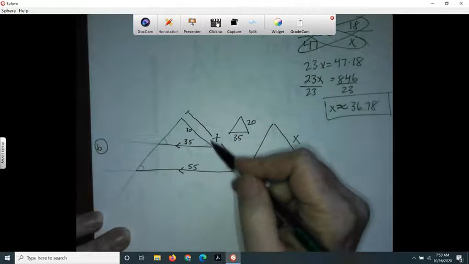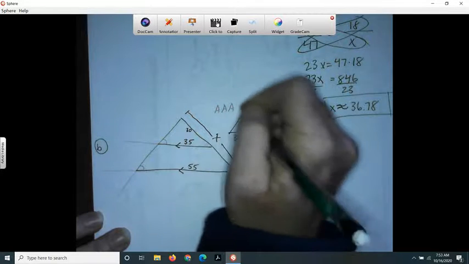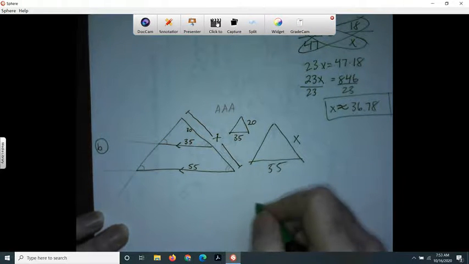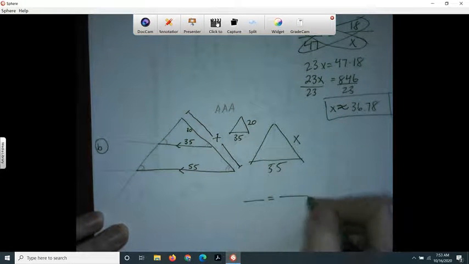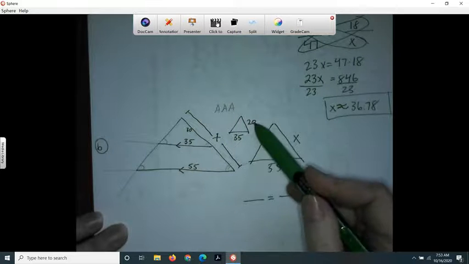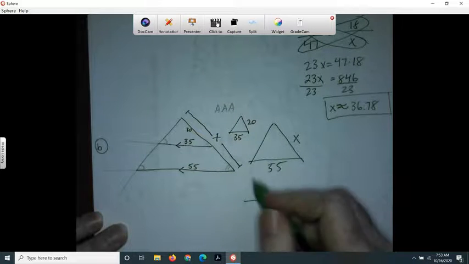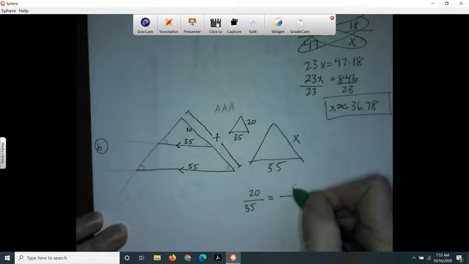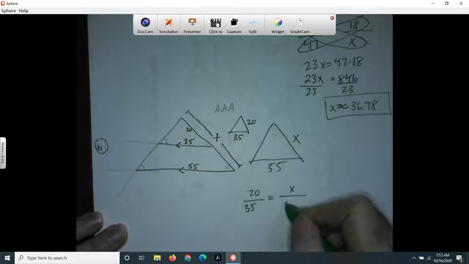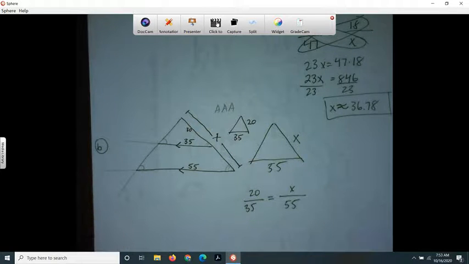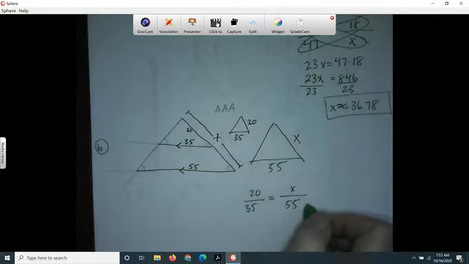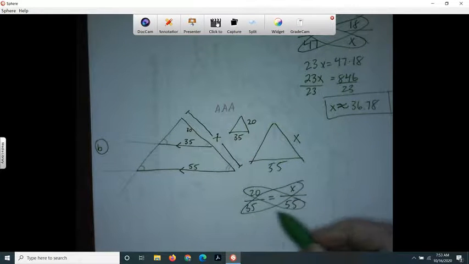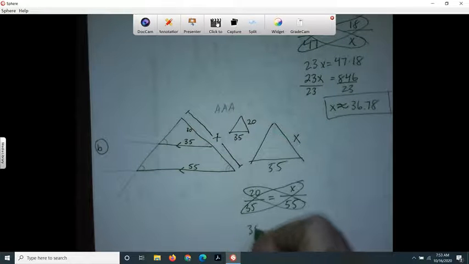Since they're similar, I can just write a proportion. I'm just going to go left-hand side is to bottom, as left-hand side is to bottom. I'm being careful to make sure that I'm comparing the corresponding sides. And then we just do cross products. So 35 times x equals 20 times 55. But what is 20 times 55?